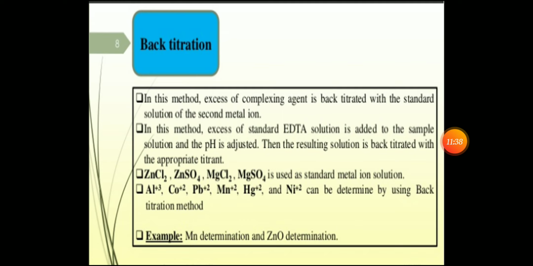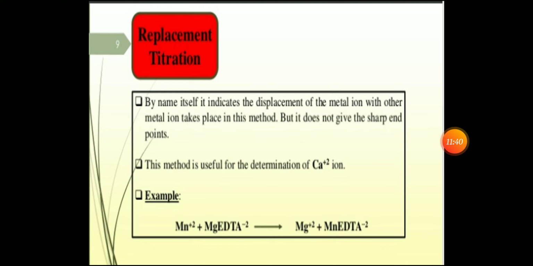This is the back titration, the second class of the complexometric titration. Third is the replacement titration. See, the name indicates the replacement of metals. Simple, one can replace another. By the name, it indicates the replacement of metal ions with other metal ions. एक metal ion दूसरे metal ion के साथ replace हो सकता है.